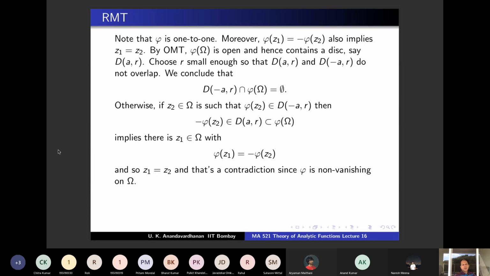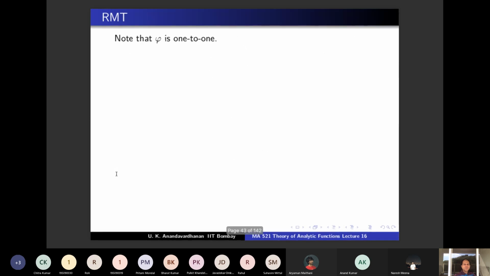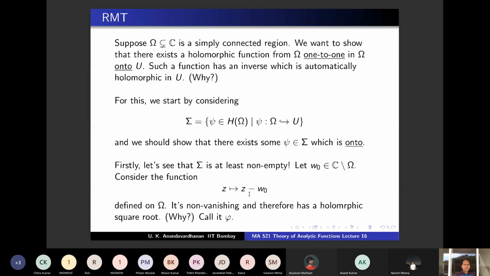Why is phi non-vanishing on omega? Because its square is non-vanishing. The function z minus w1 is non-vanishing, therefore phi is also non-vanishing. But this contradicts, right? If z1 is z2, then phi z1 is phi z2, but phi z2 is minus phi z2, so phi z2 is 0. That contradicts phi being non-vanishing on omega. Phi is non-vanishing on omega because phi is the square root of this function, and this function is non-vanishing. So phi square is non-vanishing, therefore phi is non-vanishing.